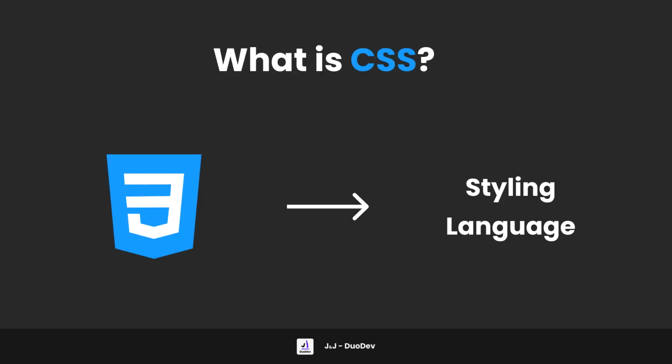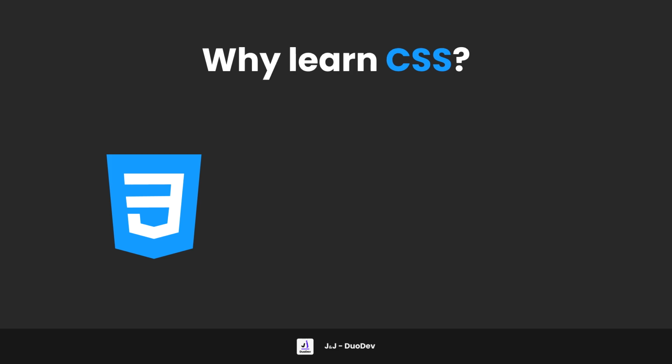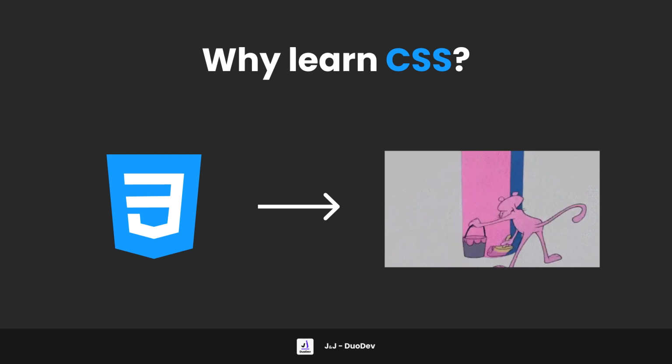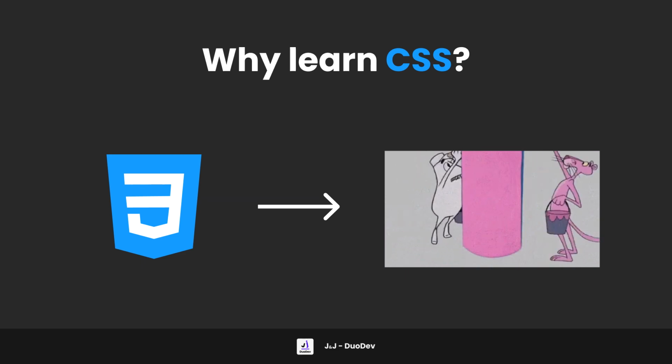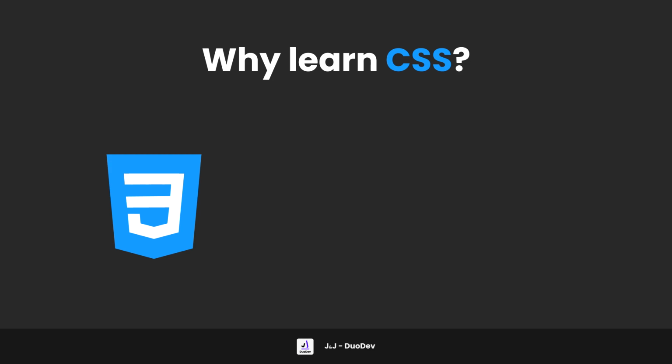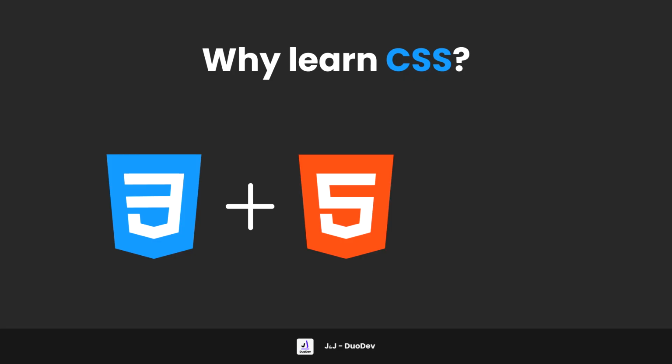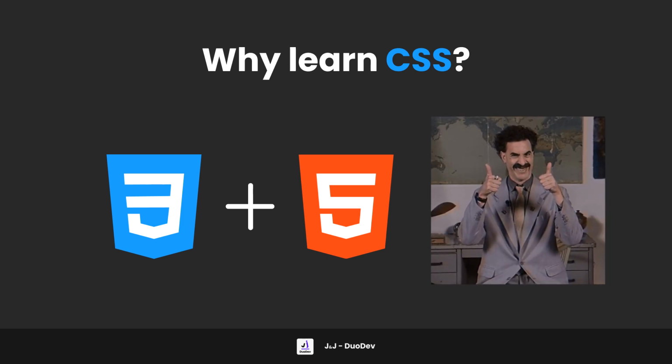CSS is a styling language, and it basically stands for Cascading Style Sheets. The main purpose of CSS is to change the way content is being represented and displayed, so websites and applications can look a bit nicer. CSS is used together with HTML to style content on the web, which makes websites look pretty nice.